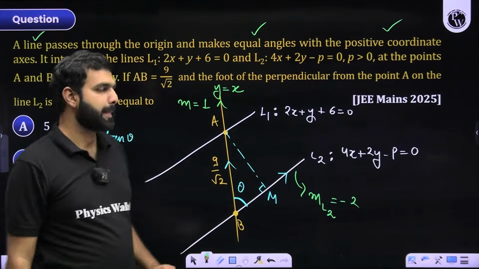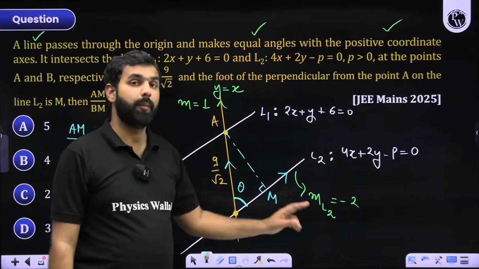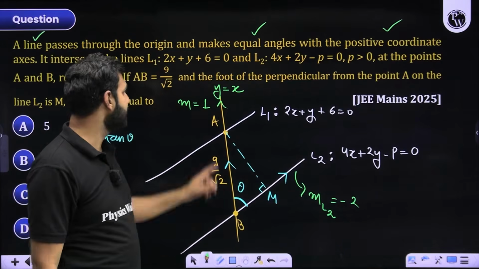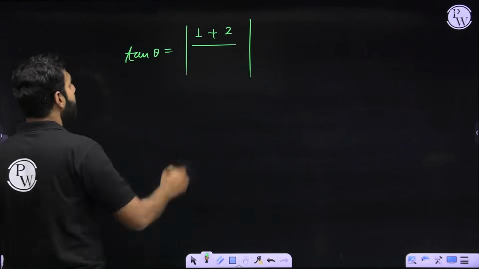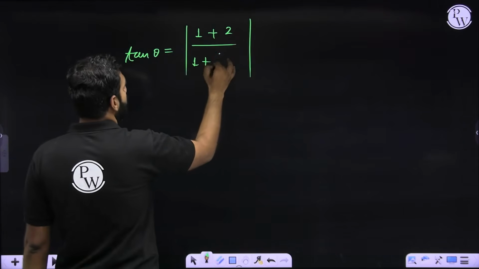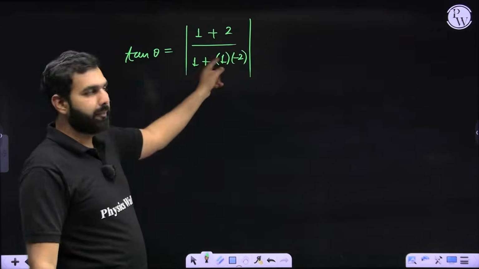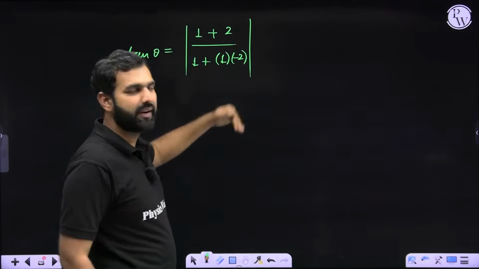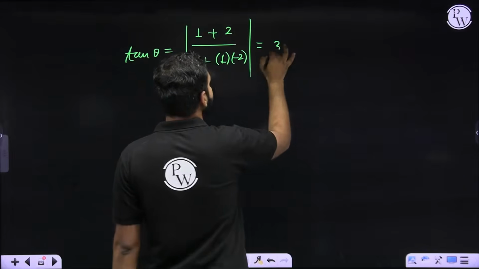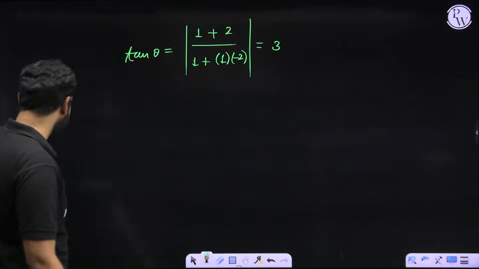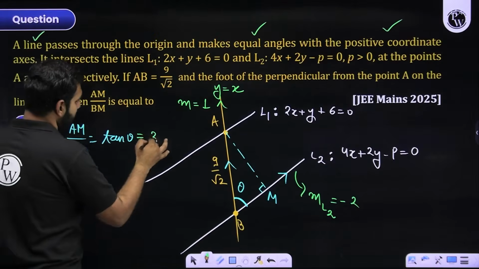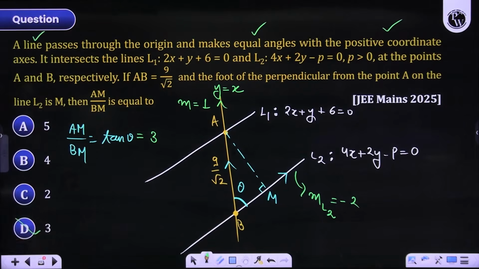Divided by 1 plus m1 m2. I hope you remember this. So m1 is 1, m2 is minus 2. So that's minus 2. So 1 minus 2 is minus 1. This is 3 upon minus 1, which gives you minus 3. So what is the value of tan theta? The value of tan theta is 3, which we are given in option D.